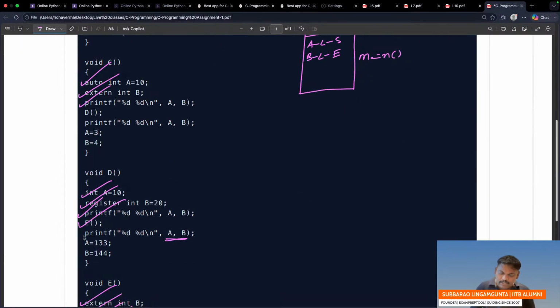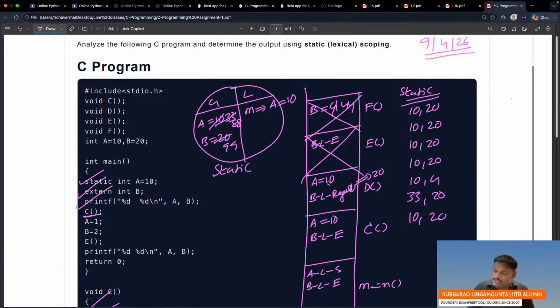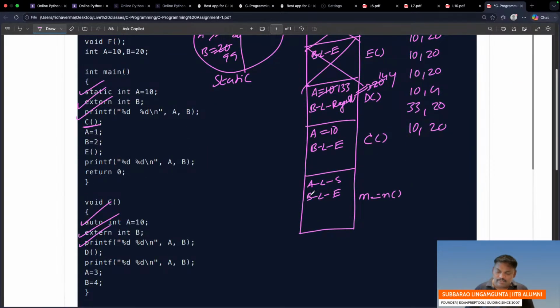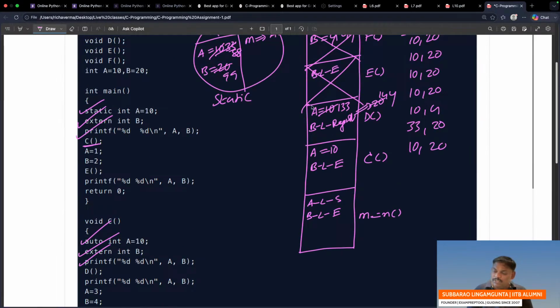In the D function, printf is also completed. Afterwards, A = 133, B = 144. Only the locals will change. So in the D function, that storing is also completed. Now D function is over, and you will go to C.